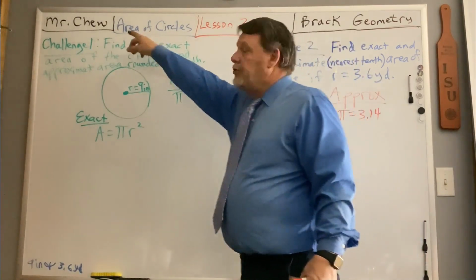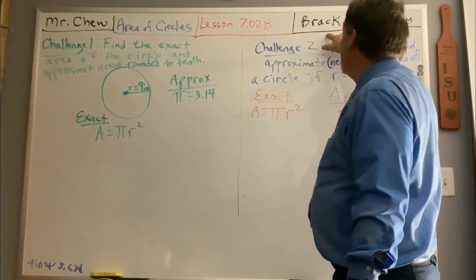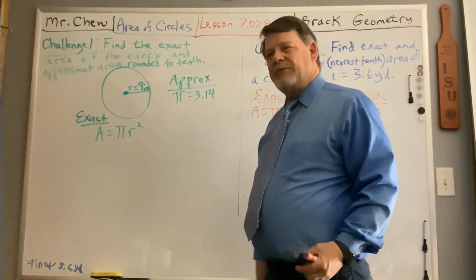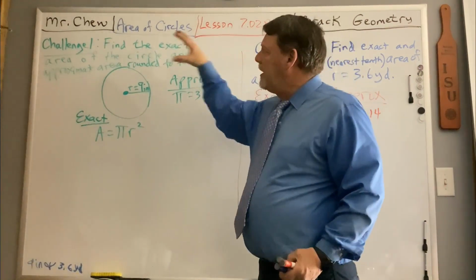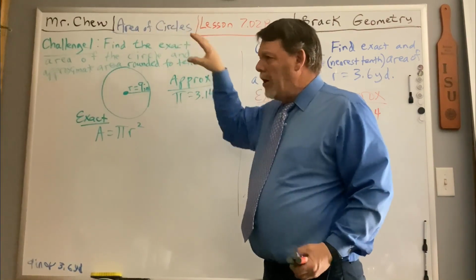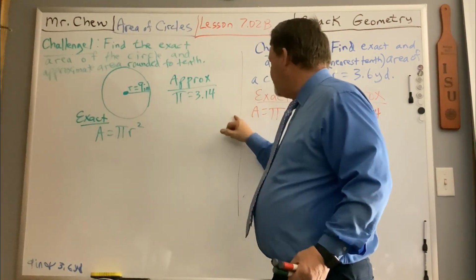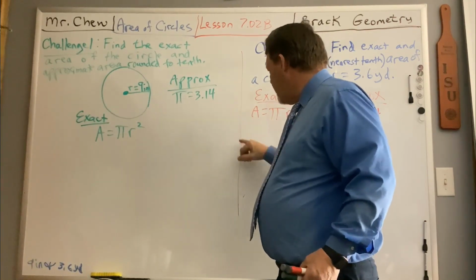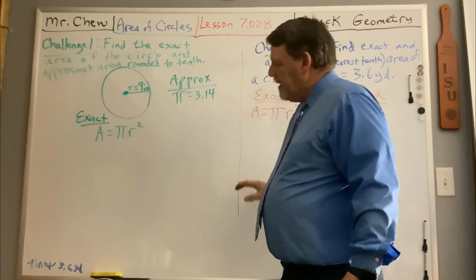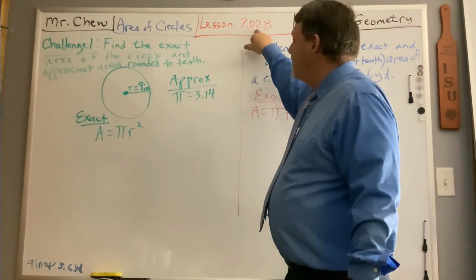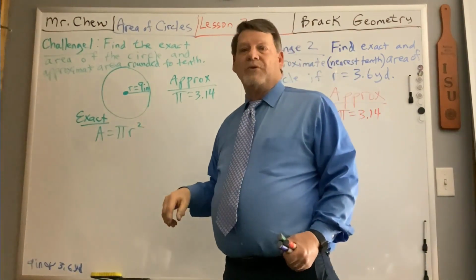So I'm Mr. Chu. This is bracket geometry. This is the area of circles. There'll be a link up here. If you pause it, you're going to be able to work these out on a piece of paper and then check and see if you did them correctly. Down here will be a link to all of the Unit 7 bracket geometry lessons.